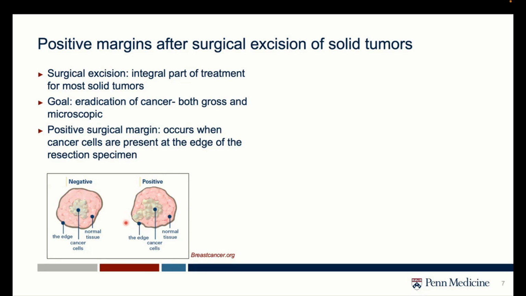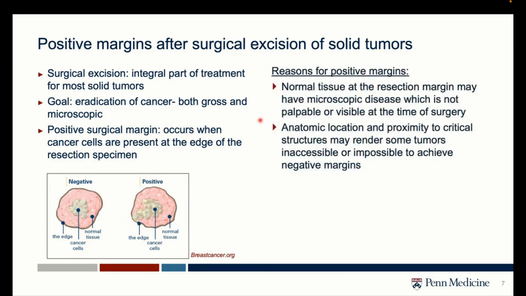And reasons for positive surgical margins are that you sometimes can only see the positive margins under the microscope, but not during surgery, so it was not palpable or visible at the time of surgery. And another reason for positive margins, and that's a major problem for locally progressed breast cancer, for glioblastoma, for example, or for pancreatic cancer, is that there are very crucial structures and the anatomic location does not allow you to get negative margins, basically. So in pancreatic cancer, you'll always have positive surgical margins.